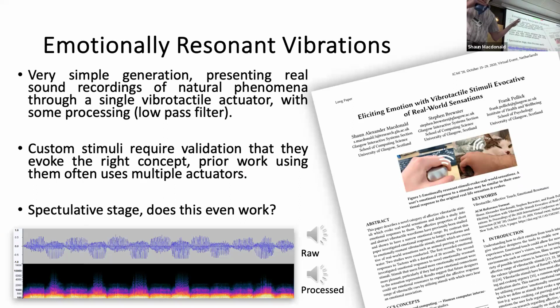It's almost naive. We just take a sound recording of the thing we want, do a little bit of processing to it so that it presents its bass frequencies better and its treble frequencies less for the vibrotactile actuator, and then just present it. I can actually show you what that feels like just now. So here's a raw cat purring sound.